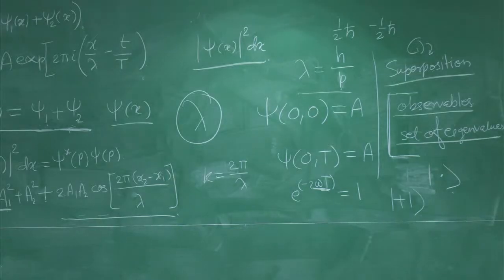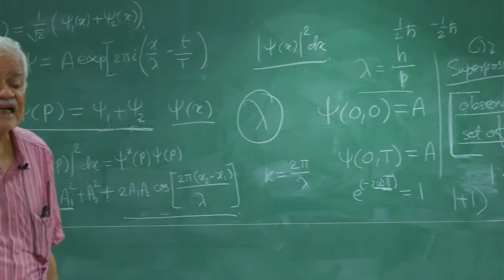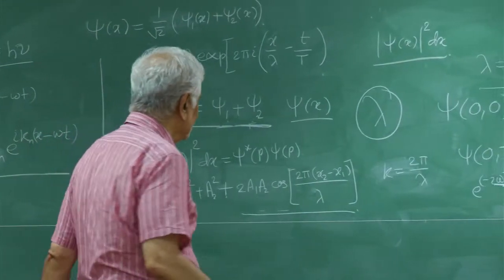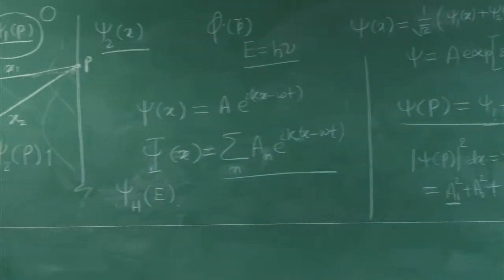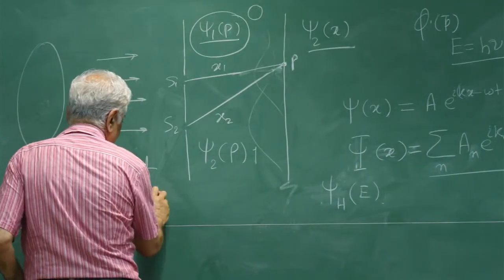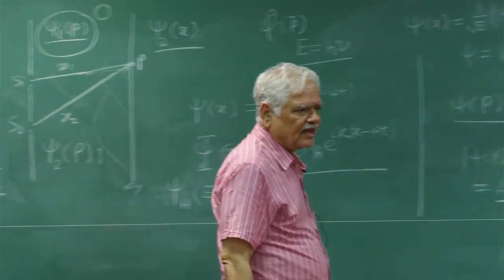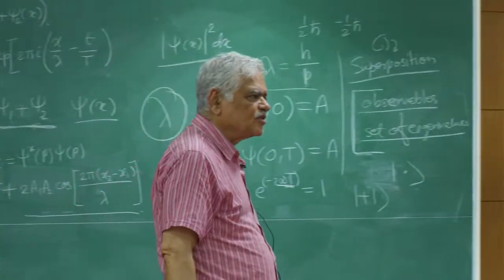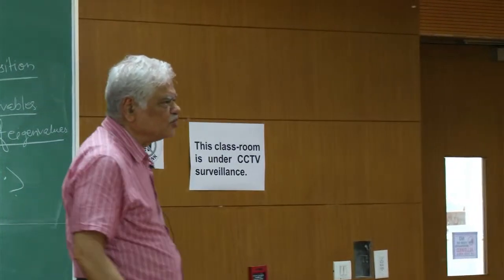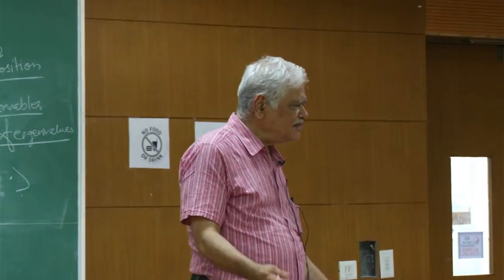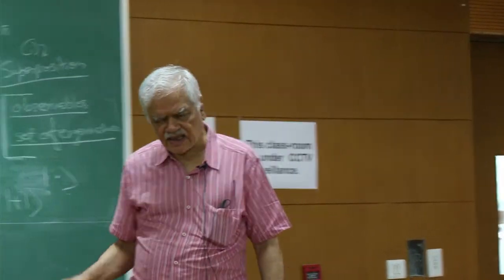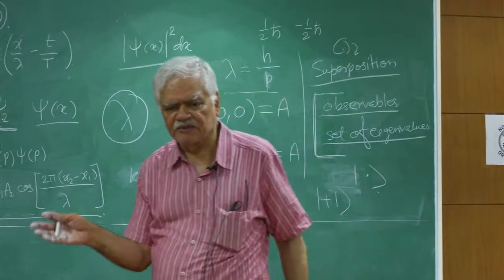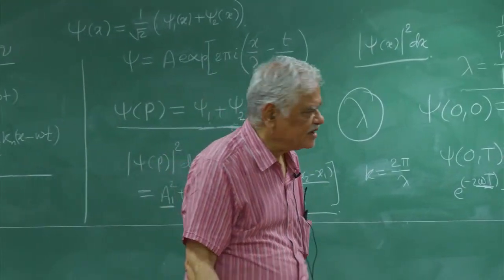Ket, K-E-T, from bracket, is a symbol which symbolizes the state of the quantum system. And there are ways to go over to different representations, which we will see in a moment.